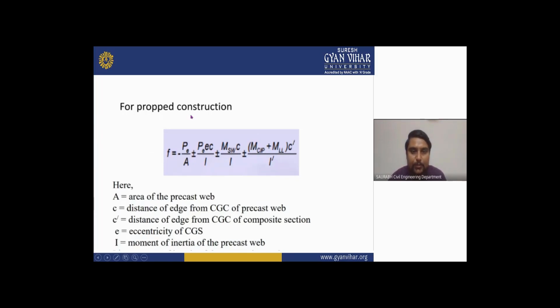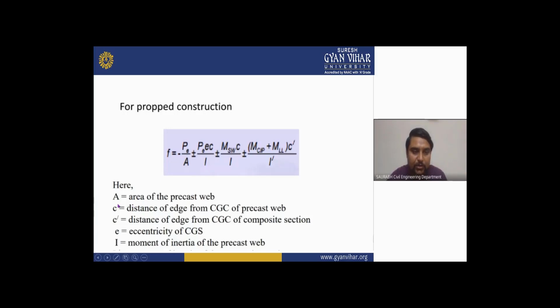And there is also proposed construction. F will be equal to PE upon A plus minus P upon L plus MSWC upon L plus minus MCIP plus MLL is equals to L dash.